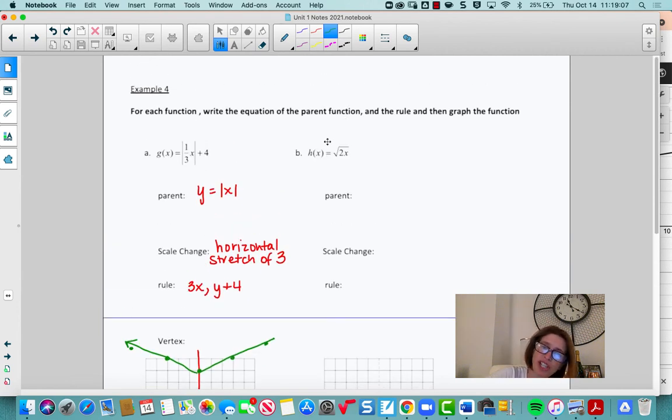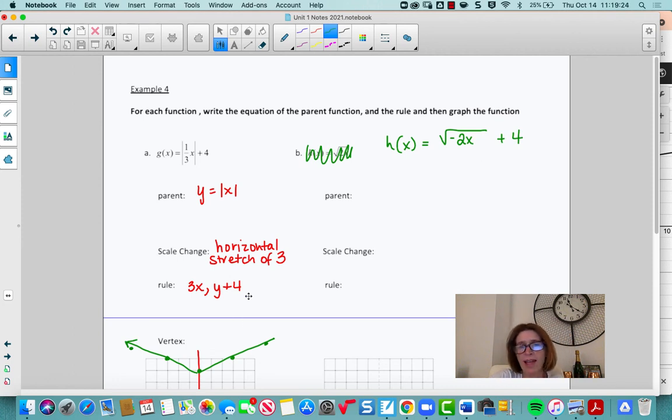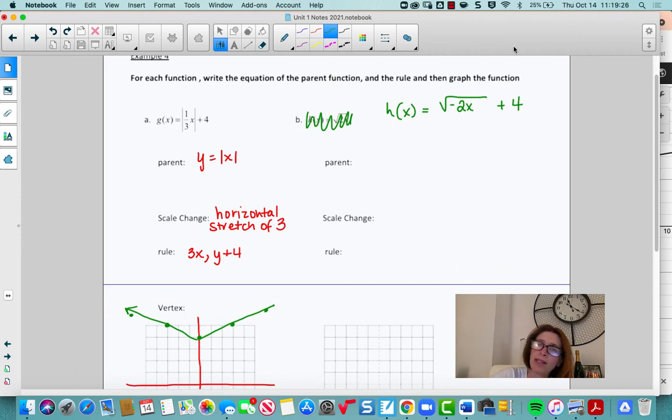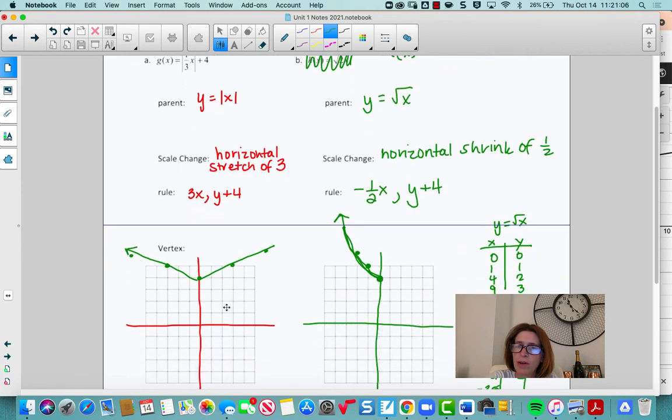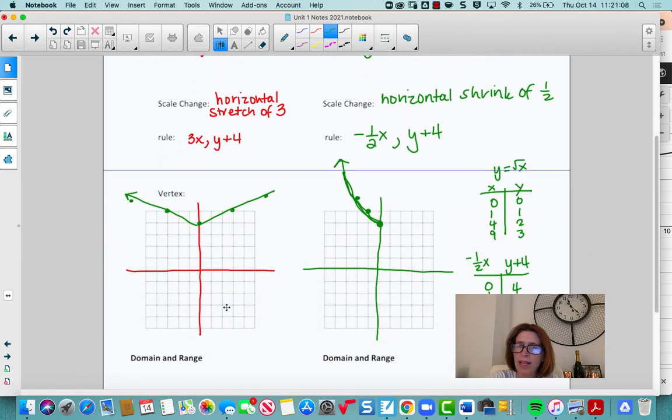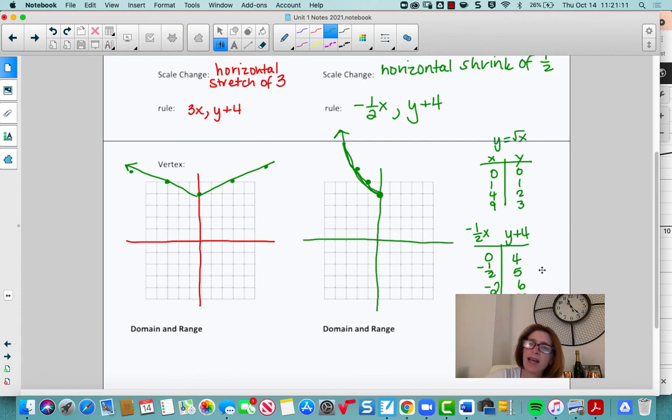Okay, I'm going to actually change b for you. Okay, so I want you to cross this out. I want you to do h of x equals the square root of negative 2x plus 4. Okay, so go ahead and try that and press pause, and I will have the answer up for you. Okay, so you're checking your answer. Horizontal shrink of a half, rule of negative 1/2 x, y plus 4, and there's my applied rule.